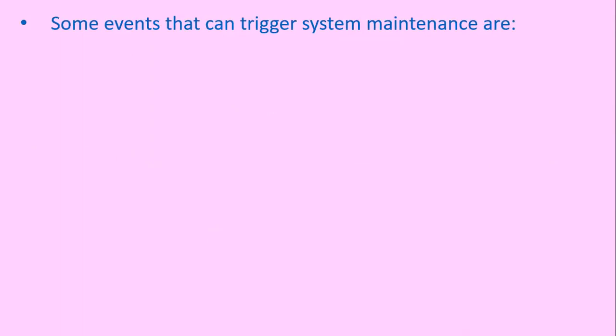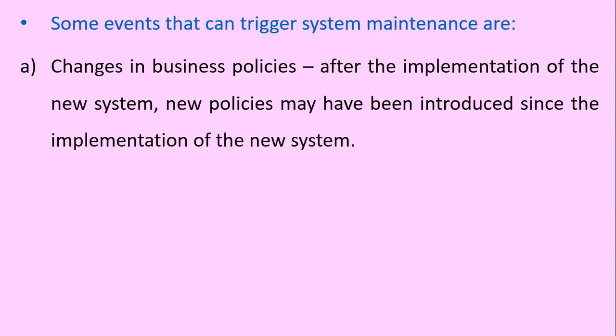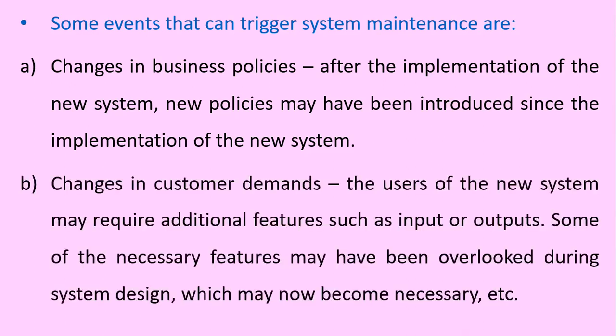Some events that can trigger system maintenance include, number one, changes in business policies. New policies may have been introduced since the implementation of the new system. Number two are changes in customer demands. The users of the new system may require additional features such as inputs or outputs. Some of the necessary features may have been overlooked during system design, which may now become necessary amongst other demands.